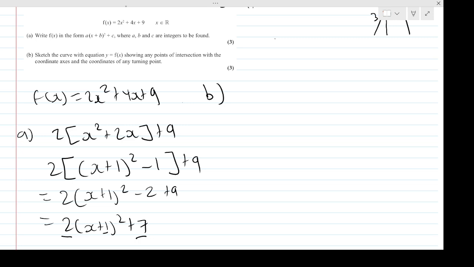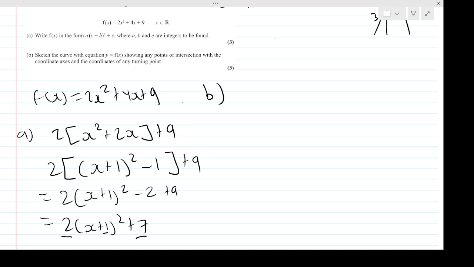Part B then, it's asking us basically to sketch the curve, showing any points of intersection with the coordinate axes. So that's x and y. So again, any points where it crosses the x and the y axis, like here, here, and here, and the coordinates of the turning point. Well, first of all, we can do the turning point.